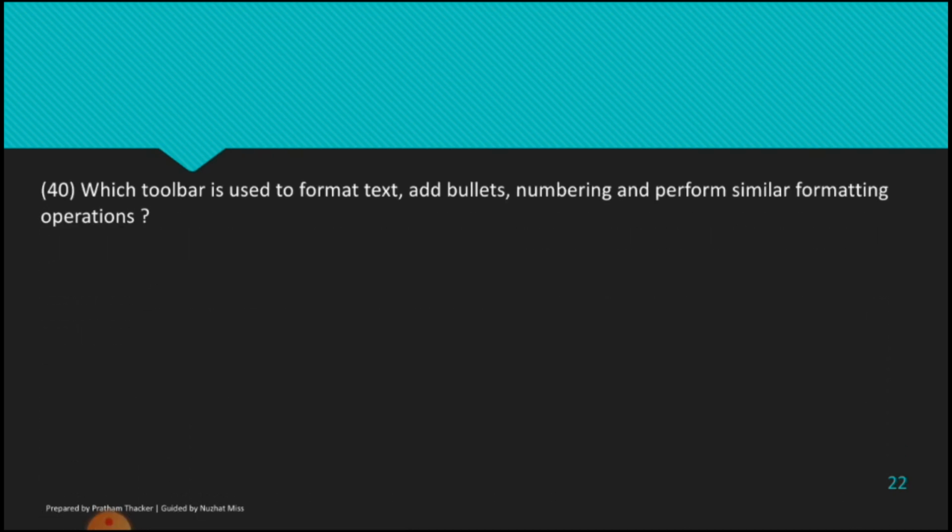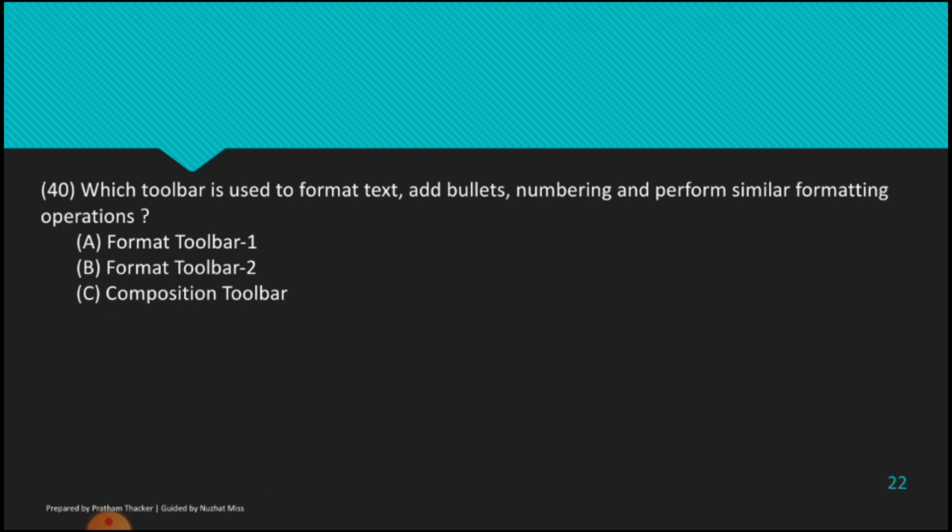Question number 40. Which toolbar is used to format text, add bullets, numbering, and perform similar formatting operations? Is it option A, Format Toolbar 1? Is it option B, Format Toolbar 2? Is it option C, Composition Toolbar? Or option D, both A and B? Answer is option D, both A and B.